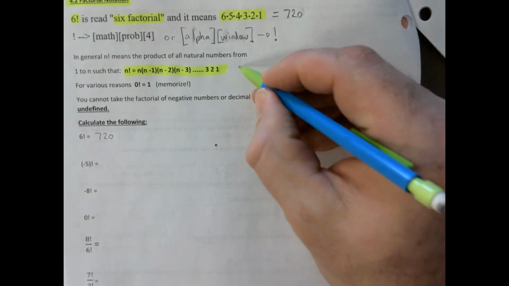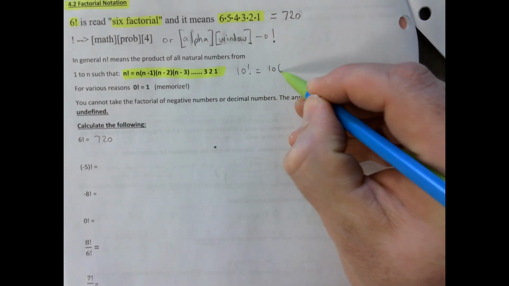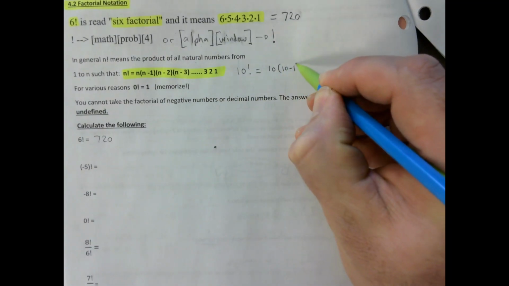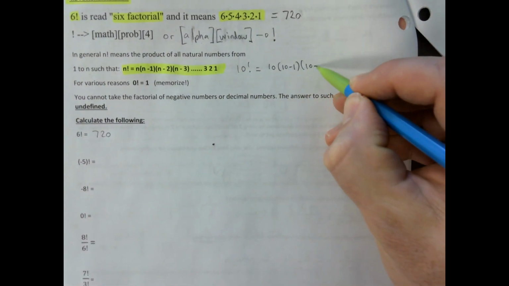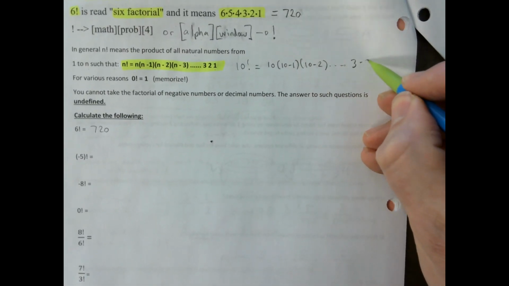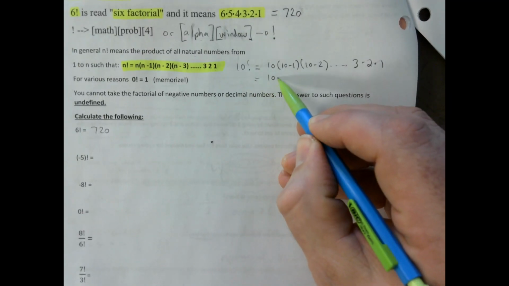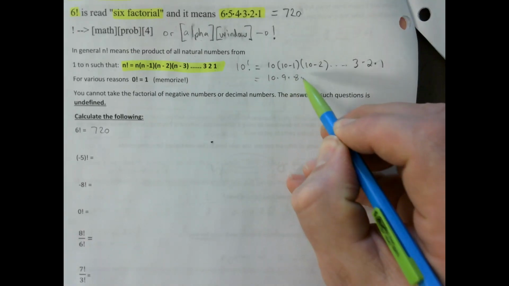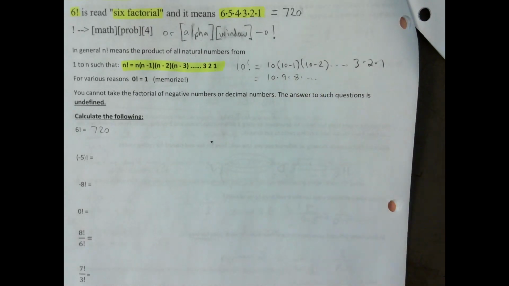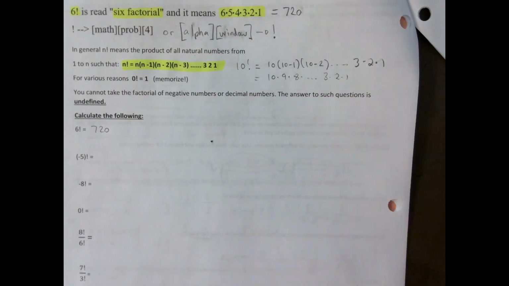So if you had 10 factorial, right, then you're thinking 10, and then it's 10 minus 1, and then it's 10 minus 2, and that would continue on until you get to 3 times 2 times 1 at the end. So it ends up being 10, 9, 8, and so forth. Okay? All the way down to 3, 2, 1.